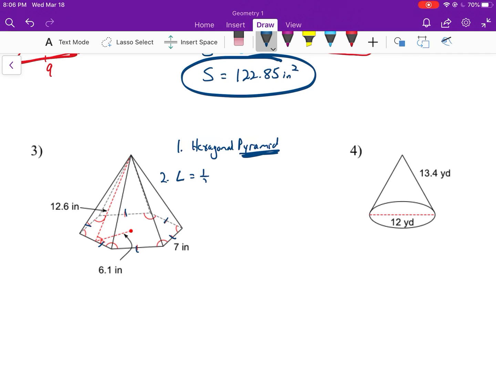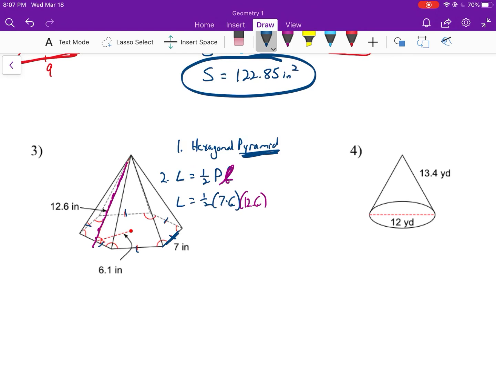is 1/2 the perimeter times the slant height. Make sure you know what these different variables mean. Capital P is perimeter of the base. Cursive L is slant height. Let's put that in purple. So we have our lateral area equals 1/2. Well, the perimeter, each of these lengths is 7. So the perimeter is just going to be 7 times 6 since there's 6 sides. And then the slant height we see over here, this is 12.6.